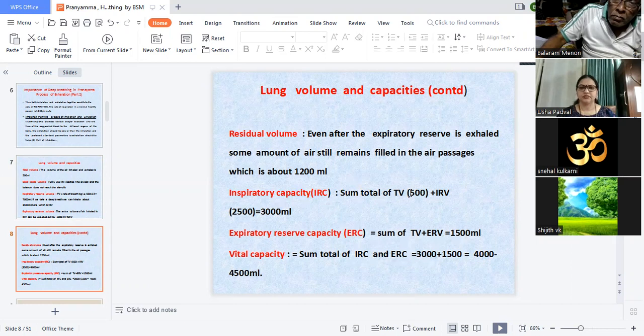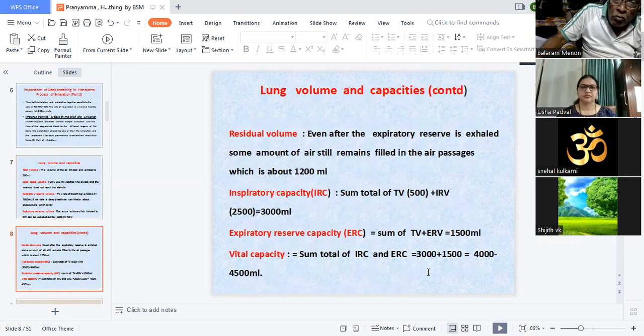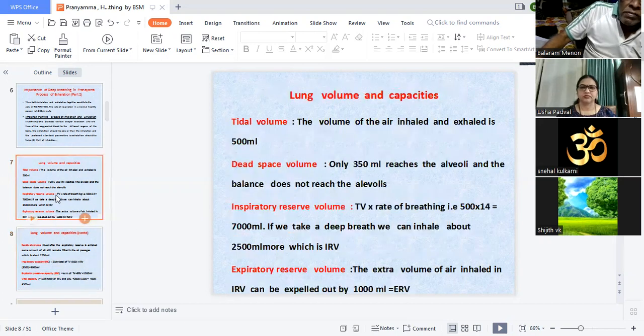And the vital capacity, that is inspiratory reserve plus expiratory reserve, is 3000 plus 1500 ml, equal to 4000 to 4500 ml. So the capacity of the lungs is always to the extent of 4500 to 5000 ml. How much are we utilizing? Hardly 50%.